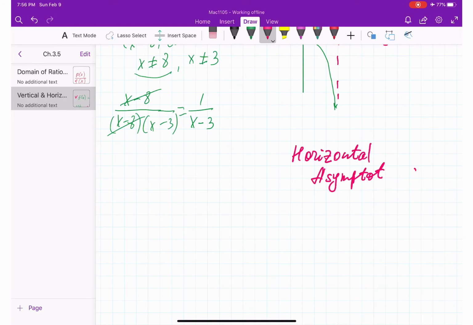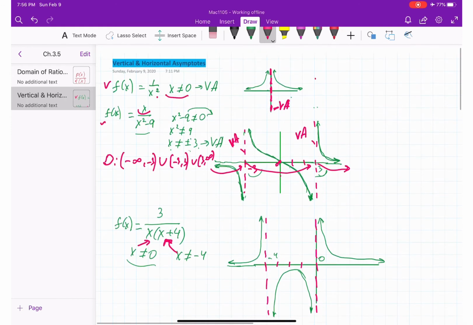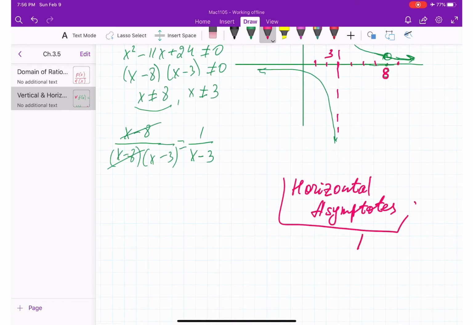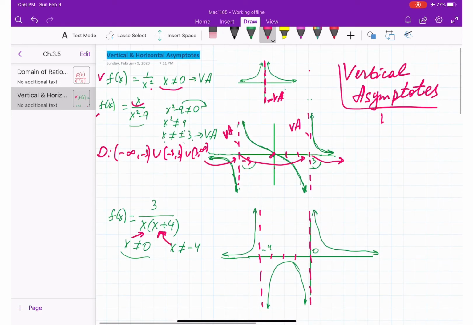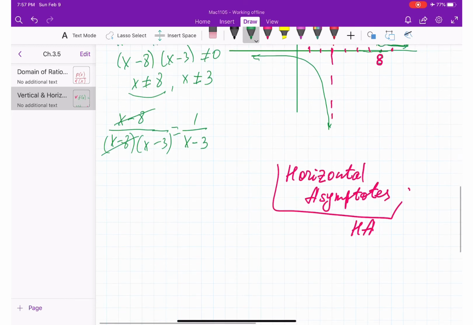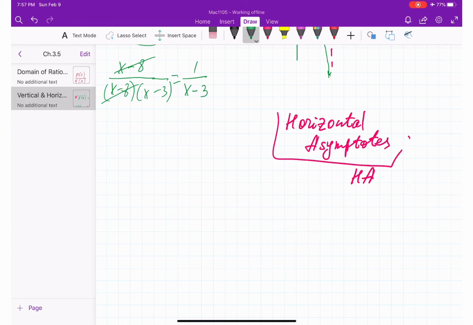Okay, let's see what's going to happen. Here I'll write down also vertical asymptote so you would know. This one also vertical asymptote. So let's find out which one we call horizontal asymptote. How to calculate horizontal asymptote. If vertical asymptote is running vertically, then horizontal asymptote is going to run obviously horizontally, correct?